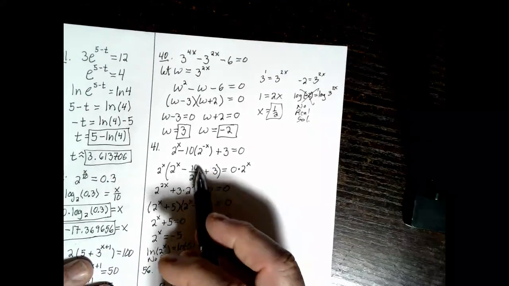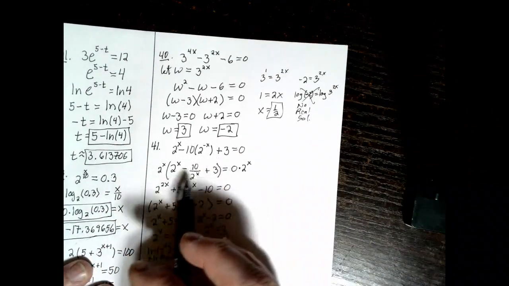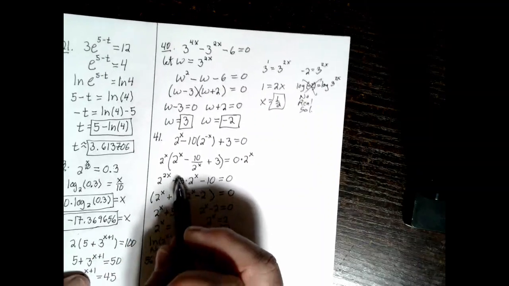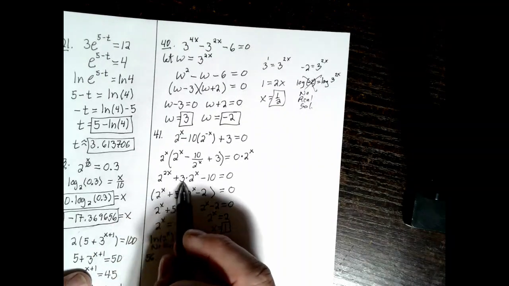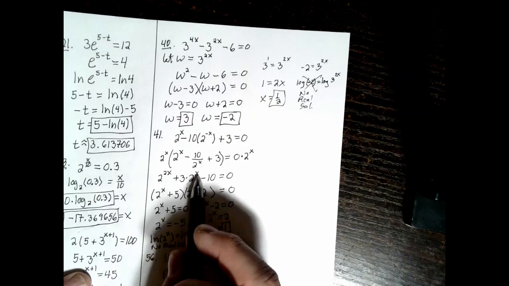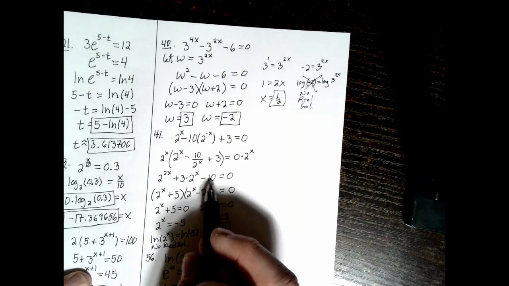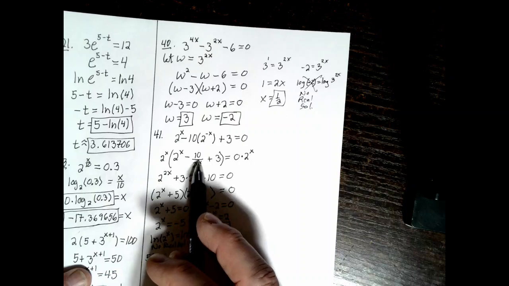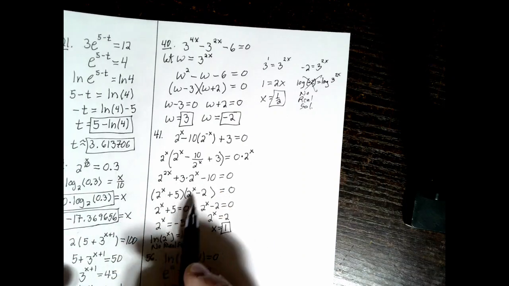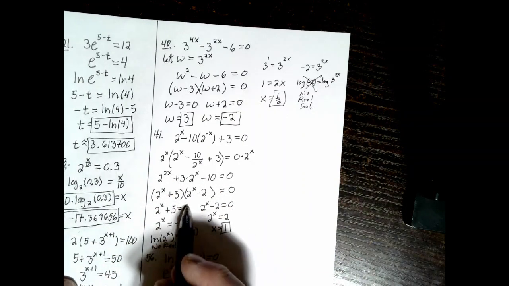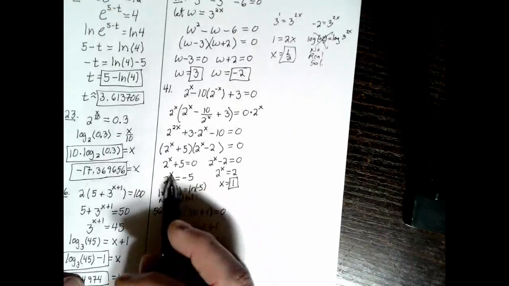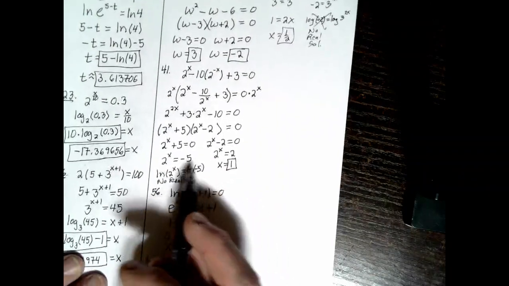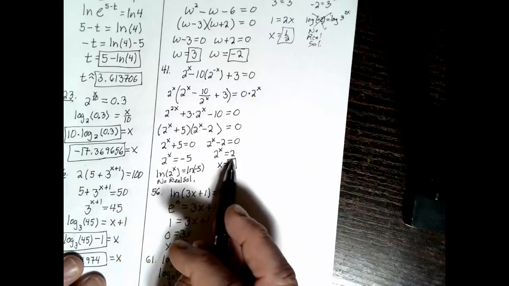Alright, so on this one, if you multiply both sides by 2 to the x, you get 2 to the 2x plus 3 times 2 to the x, and then minus 10. 2 to the x times 10 over 2 to the x is just a minus 10. And everything else gives you this. Now you can factor it, set each factor equal to 0. And when you solve, this one doesn't give you an answer, but that one does.